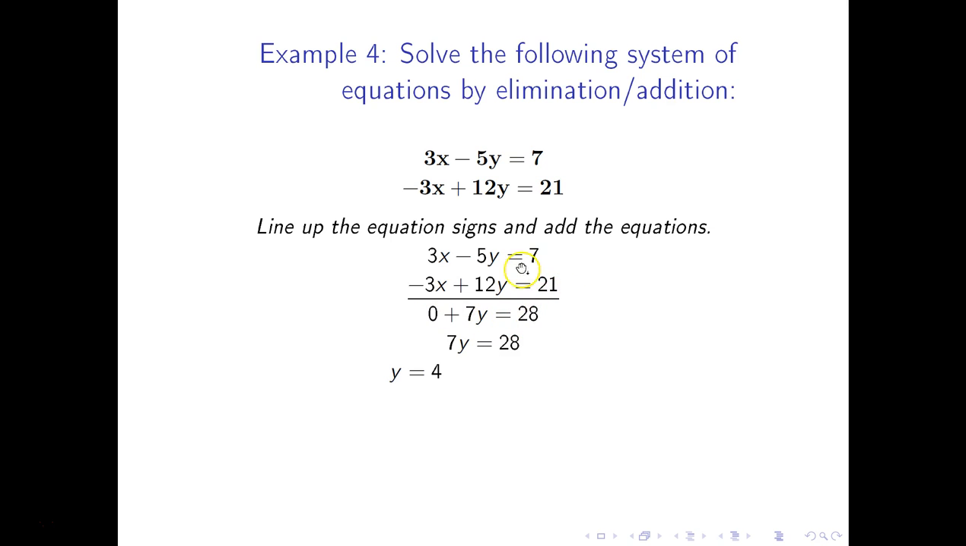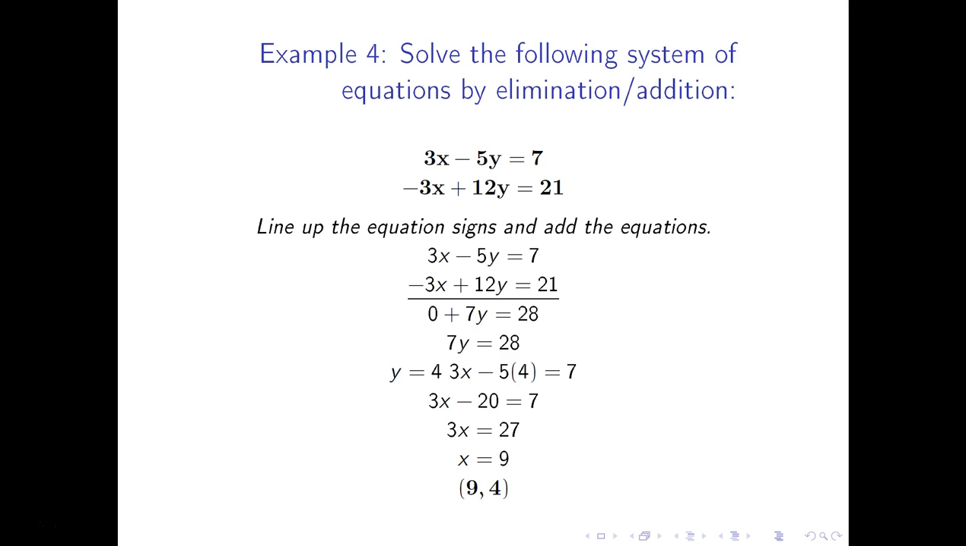So we plug it in, finish solving, and you get y equals 4. Well, we substitute that back into the other equation to solve for x. We get x equals 9. So our point is (9, 4).